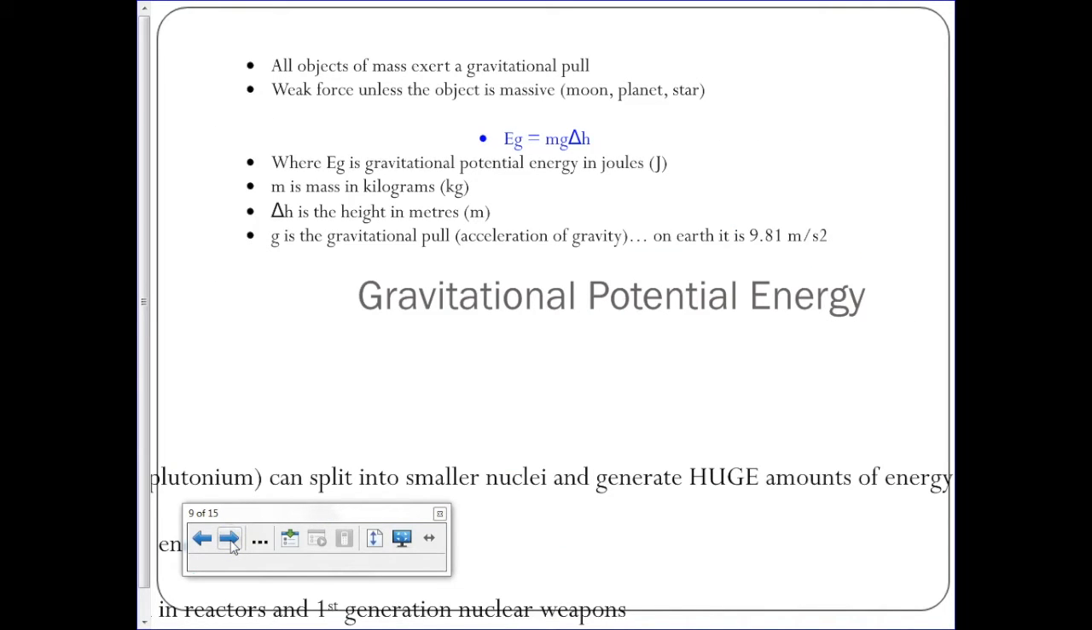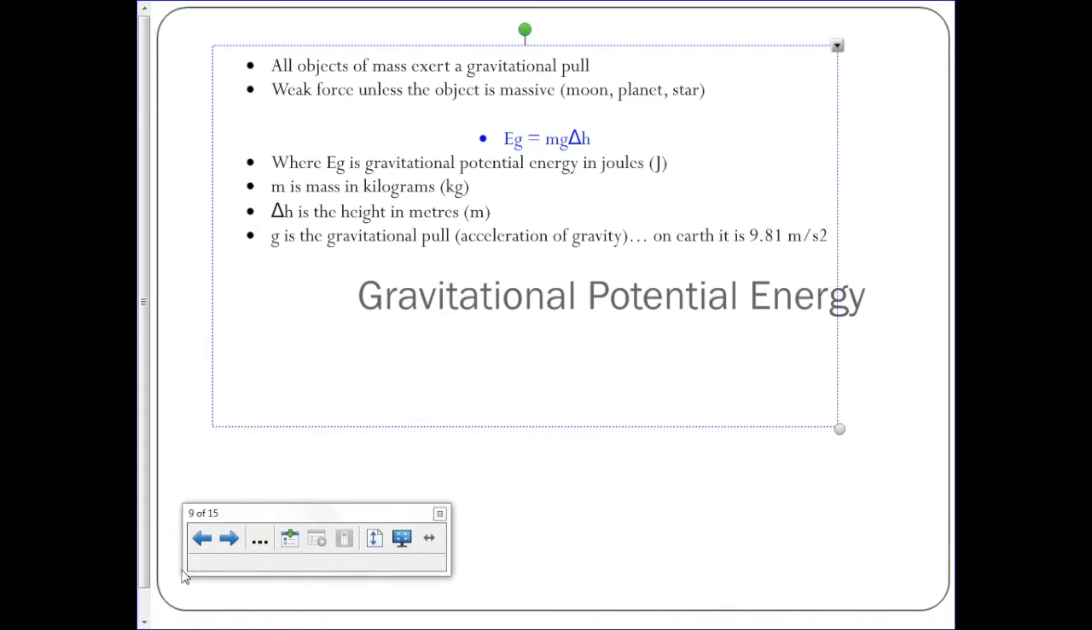So when we start talking about gravitational potential energy, we see all objects with mass exert a gravitational pull, which you can already see. That's why we stay on the Earth. It's a very weak force unless the object is massive. As you already know, we're smaller than the Earth, so the Earth's gravitational pull is significantly more than what we give.